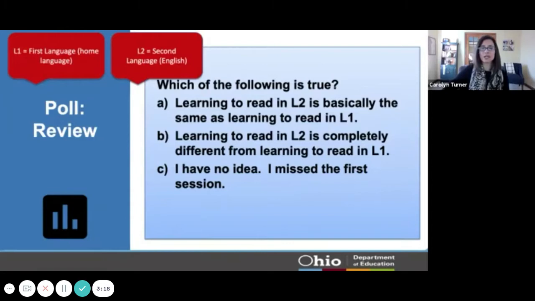And if you're wondering, we broke the cardinal rule of ODE templates and presentations. We did not define for you some acronyms and abbreviations. And so L1 refers to the first language, that home language, and L2 refers to second language. And I'll go ahead and launch the poll. So while we're doing that, you can go ahead and click on what you think is the right answer.